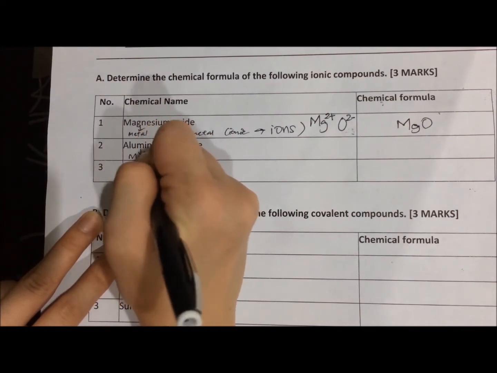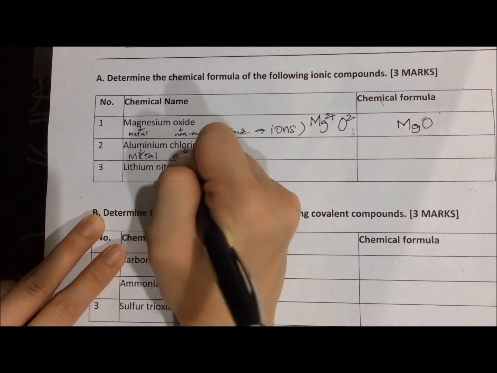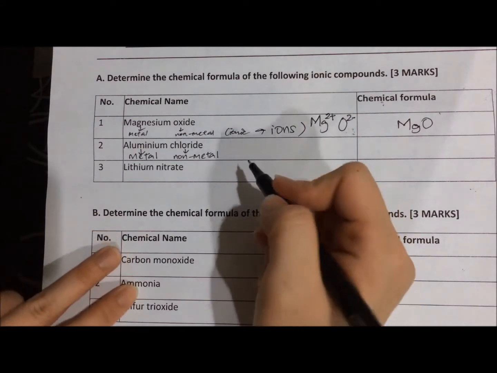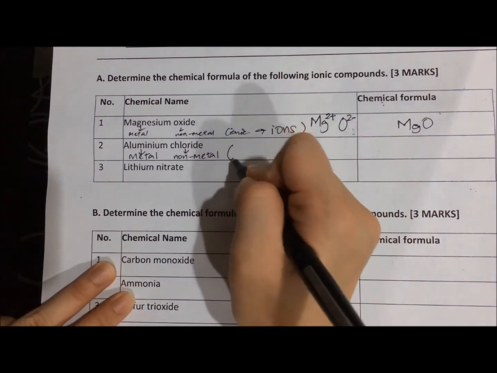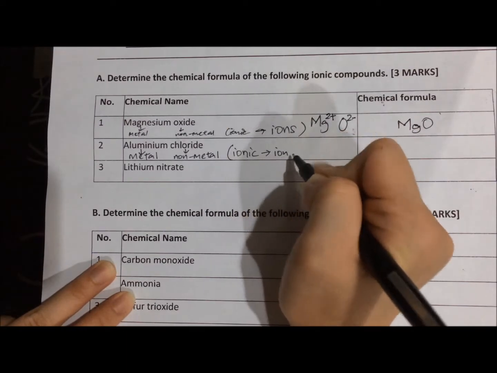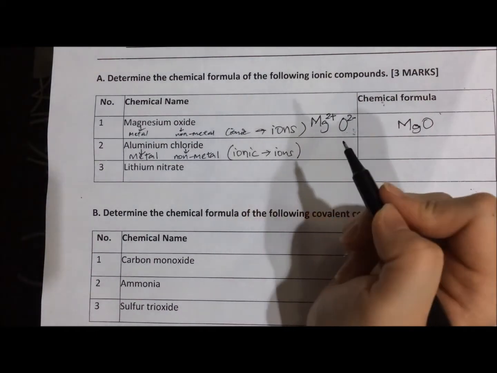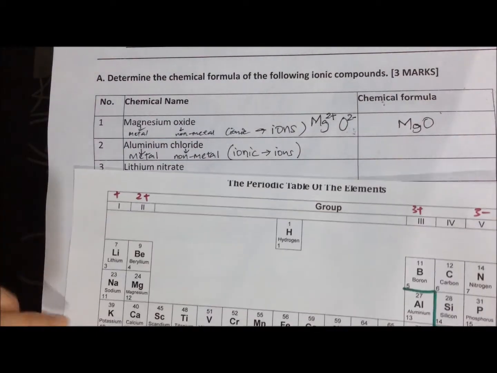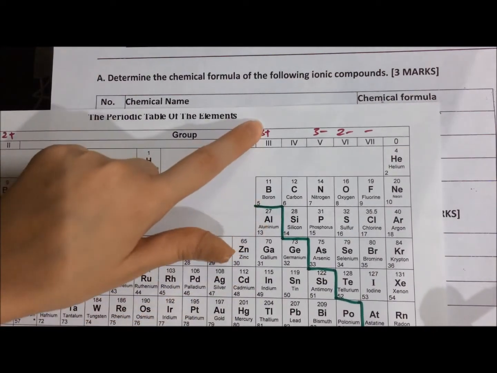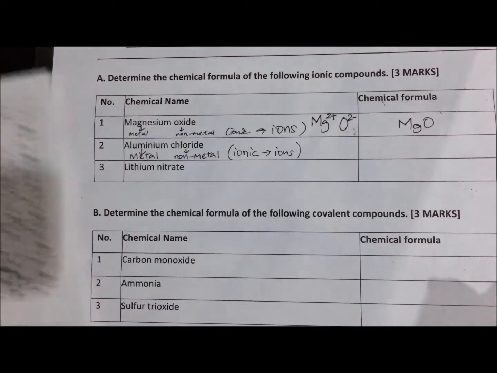Question 2. Aluminium is the metal. Chloride comes from chlorine, which is the non-metal. Metal and non-metal means it's ionic. So if it's an ionic compound, we must check the ions. So aluminium from the periodic table, group 3, so you see it's 3 plus. Chlorine, group 7, so you see it's minus.